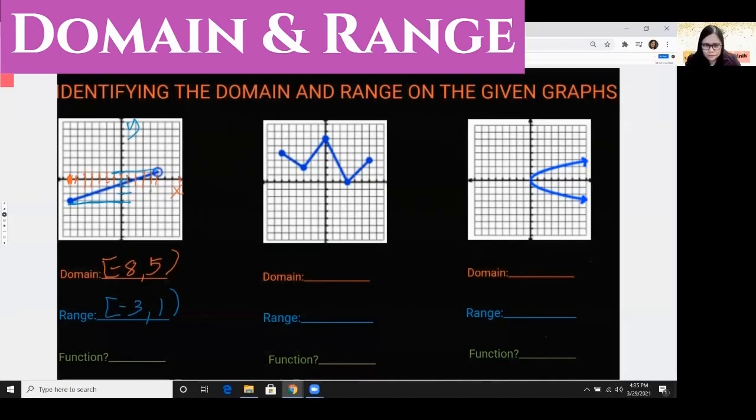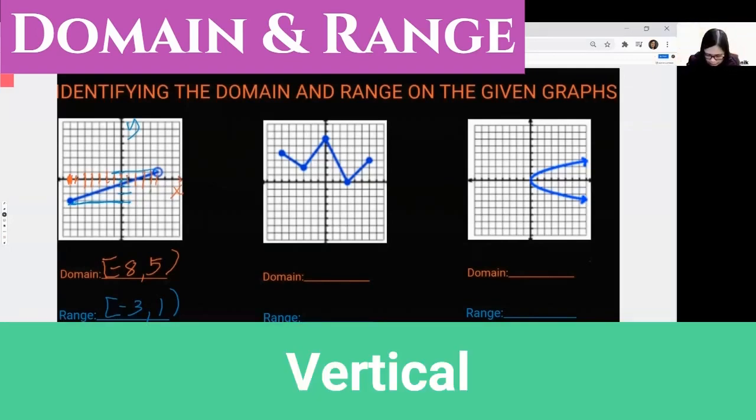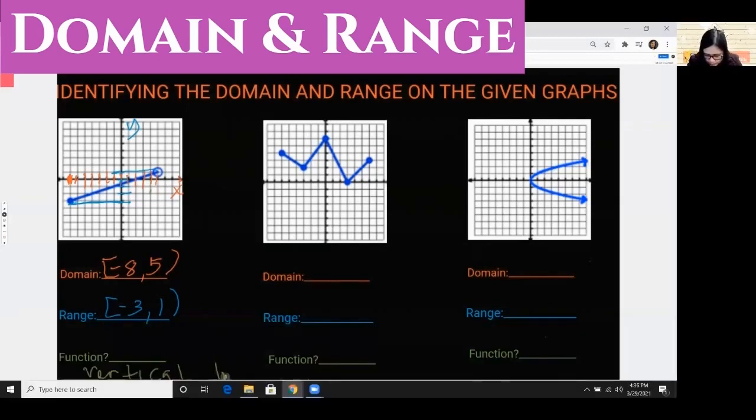So if you remember the vertical line test, the vertical line test is a method that they use to check if the given graph is a function or not. They will draw a vertical line like this one at any point of the graph. If this green line touches the graph once, it is a function. But if this green line touches the blue graph more than once, it is not a function.